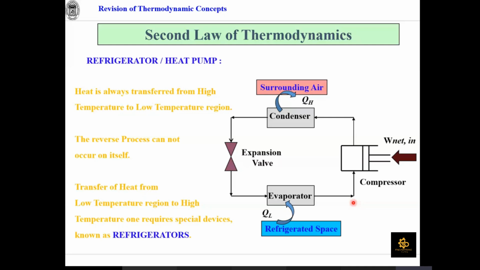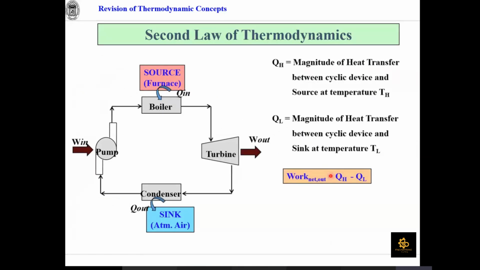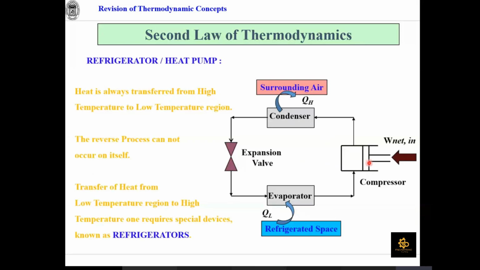Another important thing is the refrigerator and heat pump. Whenever we are talking about the refrigeration process and heat pump, you see that there will be a condenser, the same as in the turbine one, and then the compressor. The main difference from the previous one is that there it has a turbine and a pump, whereas in the refrigeration process there is a compressor and an expansion valve. I will explain the purpose of the expansion valve and compressor.